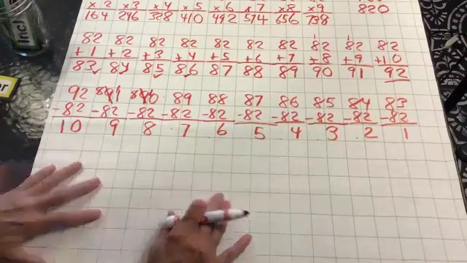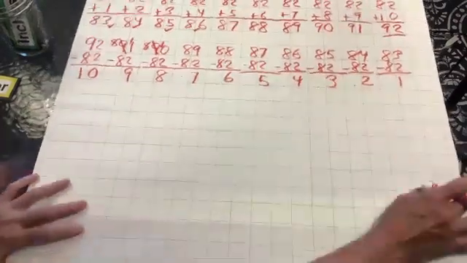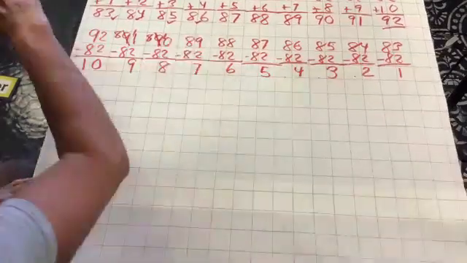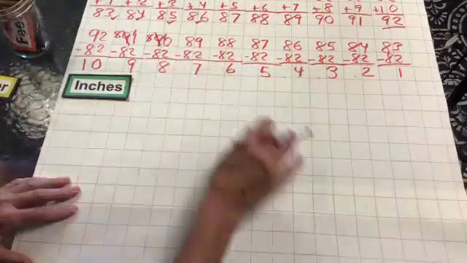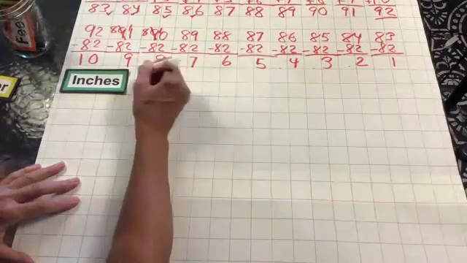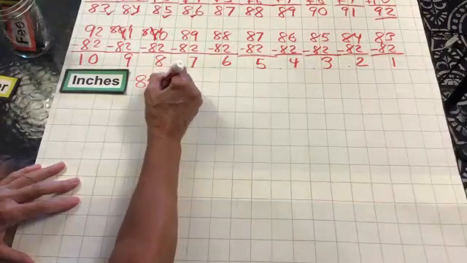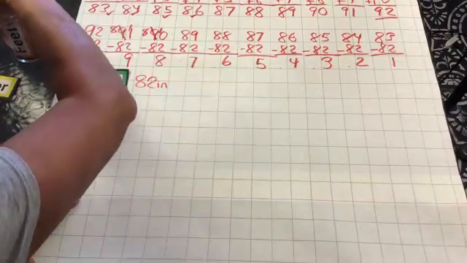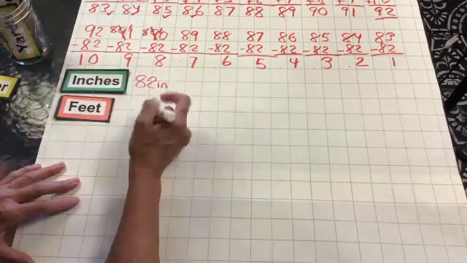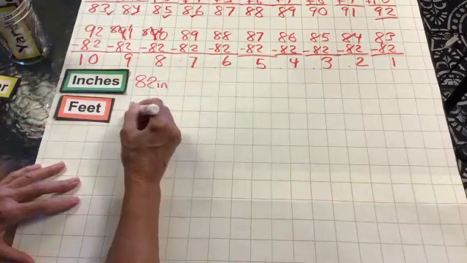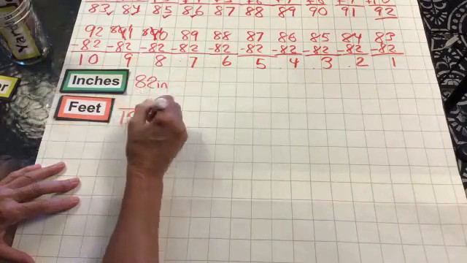Let's move on to our measurement using fractions to find equivalence. So here we go. Inches. Today, 82 inches. That's the number of the day. We're going to convert that into feet. So it takes 12 inches to make a foot.